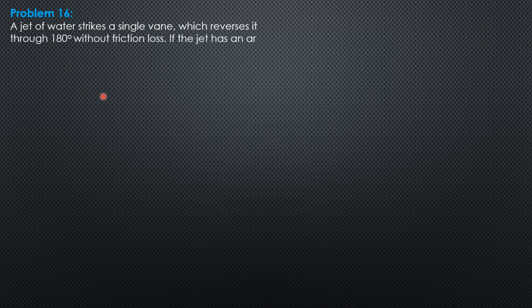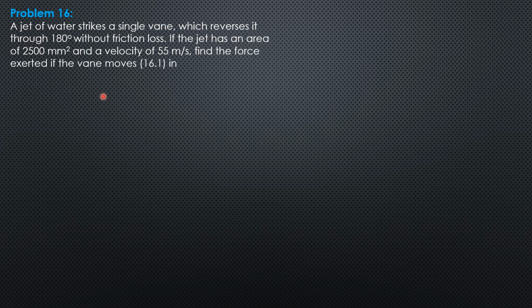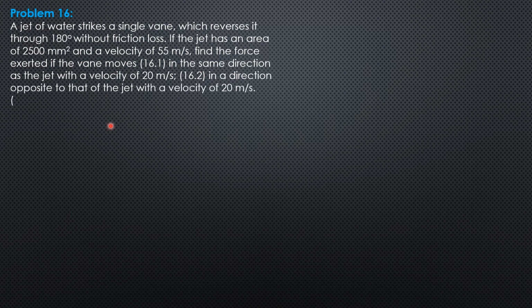Sample 16. A jet of water strikes a single vein which reverses it through 180 degrees without friction loss. If the jet has an area of 2,500 millimeters square and a velocity of 55 meters per second, find the force if the vein moves first in the same direction as the jet with a velocity of 20 meters per second, in a direction opposite to that of the jet with a velocity of 20 meters per second, and if the vein were not moving.